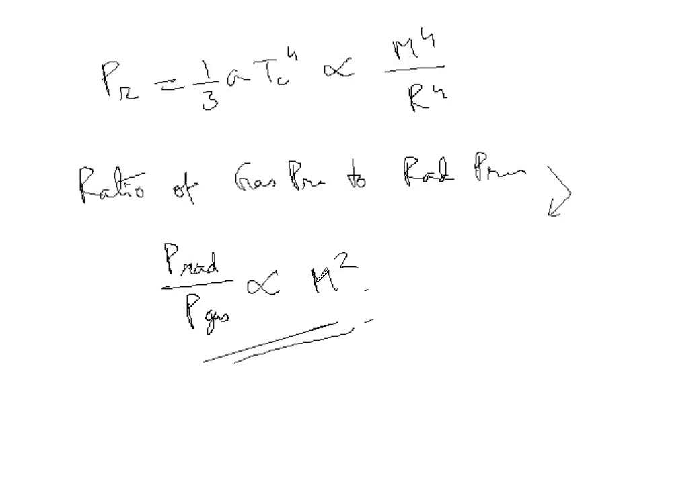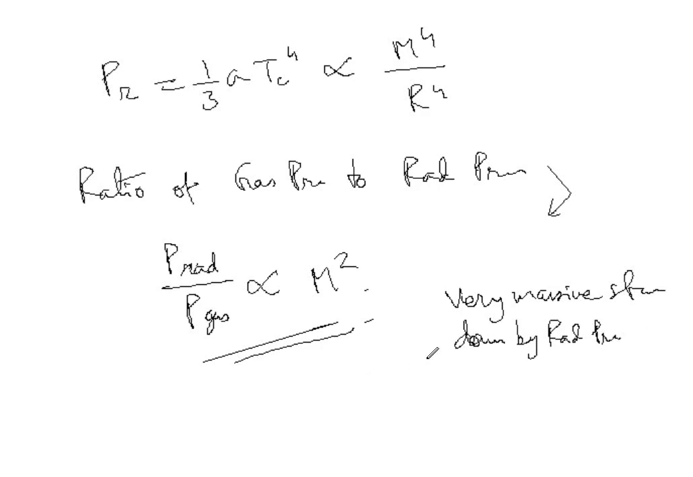So what does this mean? This means that the radiation pressure increases as the mass of the star increases. Therefore, the radiation pressure is much more important in massive stars than in low mass stars. Loosely speaking, we can say that radiation dominated materials are much more difficult to confine gravitationally. In fact, you see, very massive stars are dominated by radiation pressure.